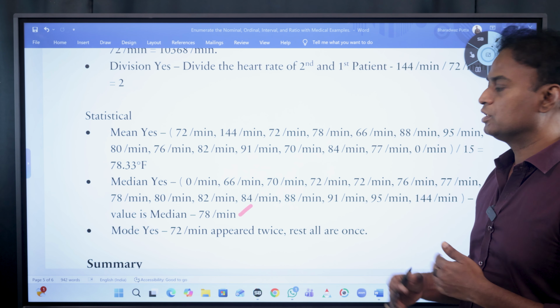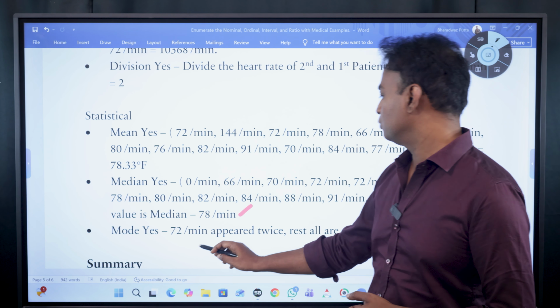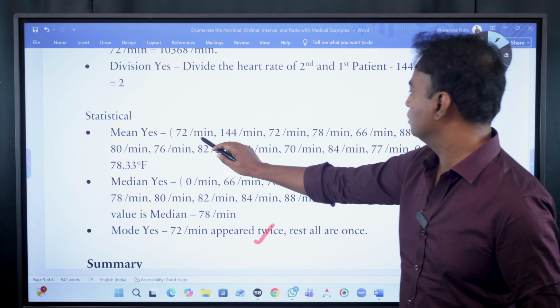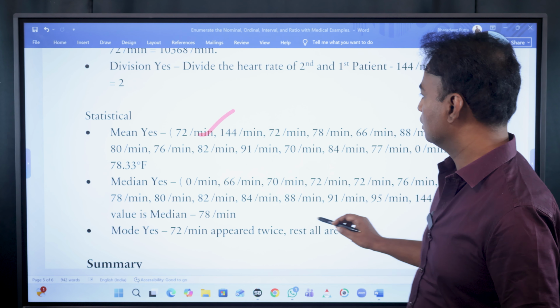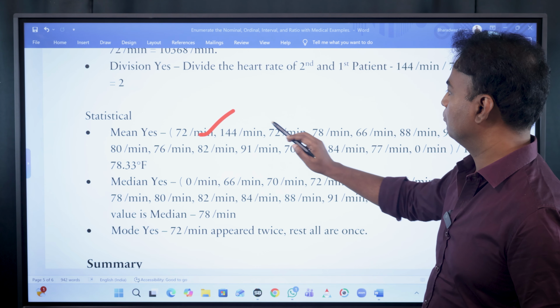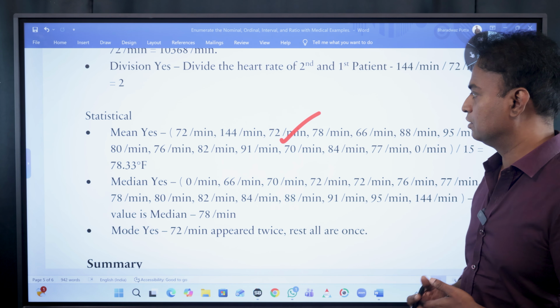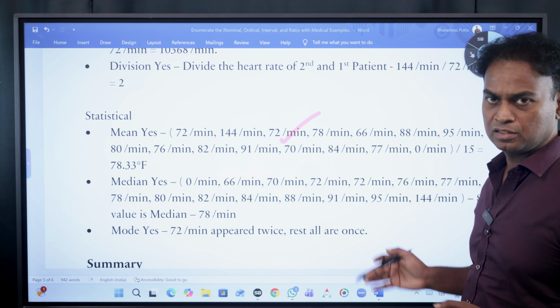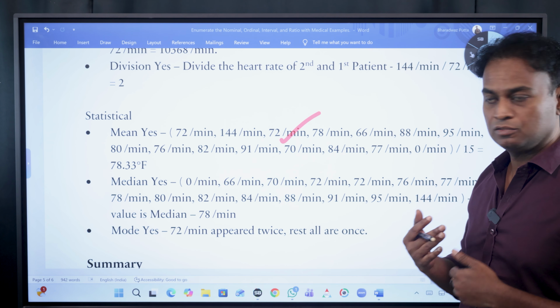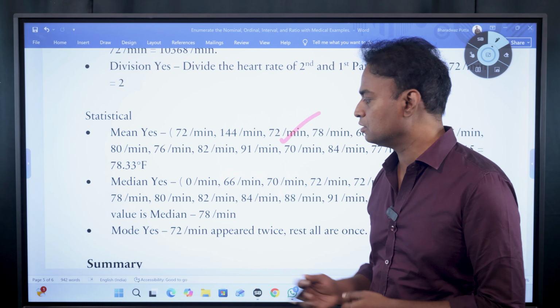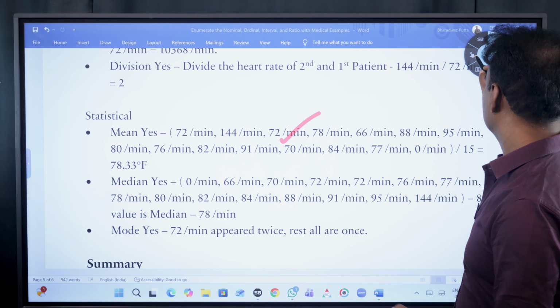Coming to mode, which is the frequently repeated value, 72 beats per minute is repeated twice. The first patient and the third patient have 72 beats per minute. For the other patients it is unique. Mode means which is frequently repeated. 72 repeated for two patients. That's the reason this becomes the mode.